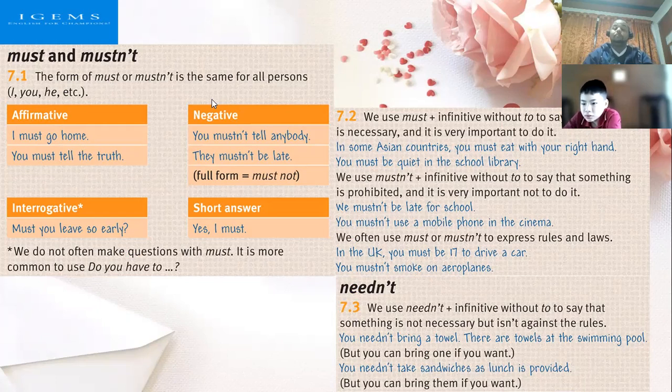You mustn't tell anybody and you mustn't be late. Okay, you mustn't tell anybody and you mustn't be late. Just in case you want to know the meaning of mustn't, actually it means must not. Understand that?